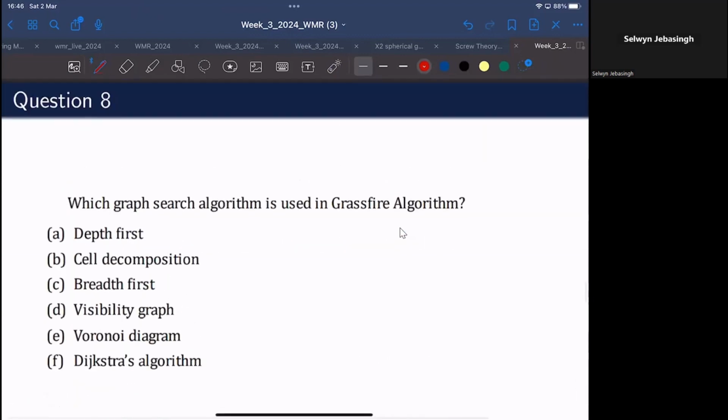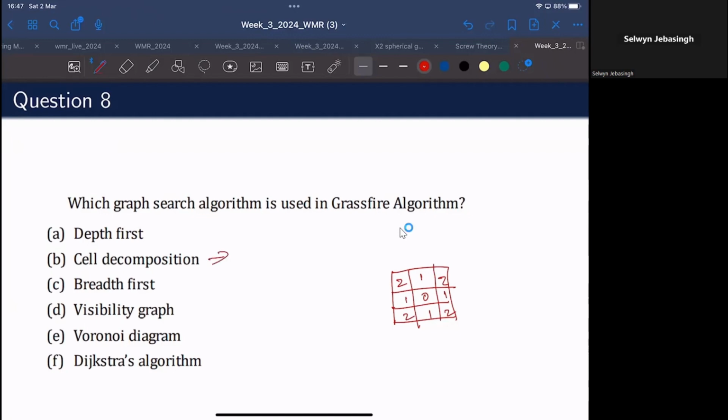Okay, so moving on to question 8. Which graph search algorithm is used in Graphfire algorithm? If you can recall, in Graphfire we started from a start position, and then we expanded all the neighboring nodes, 1, 1, 1, 1, which are adjacent. Then we expanded all the nodes, 2, 2, 2, 2, like that. So which algorithm corresponds to this? Is it depth first? Is it cell decomposition?